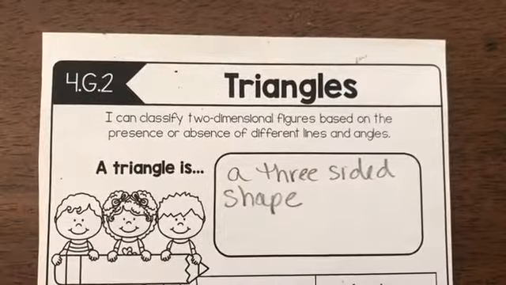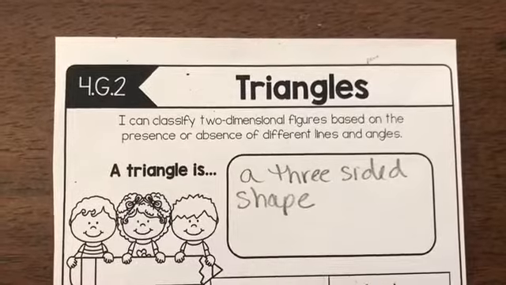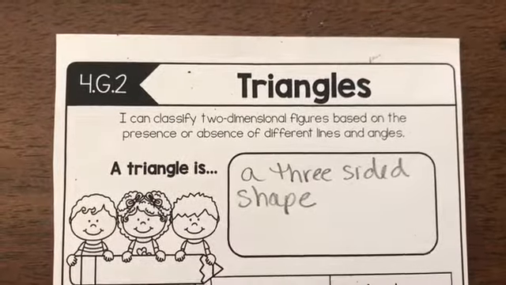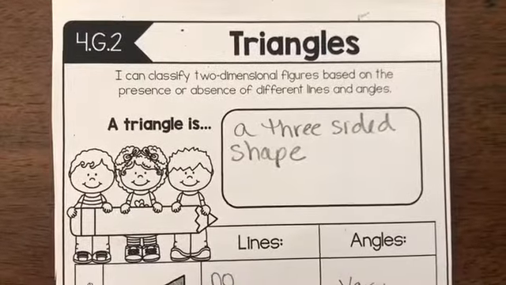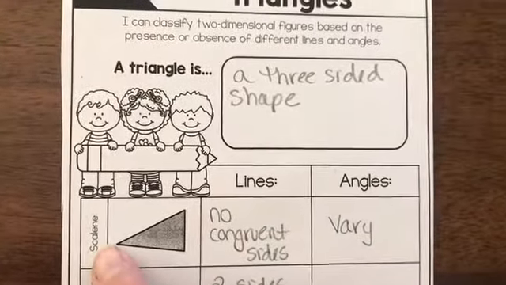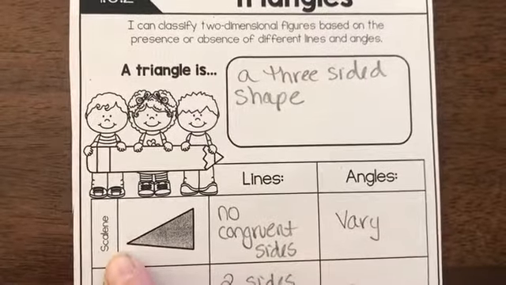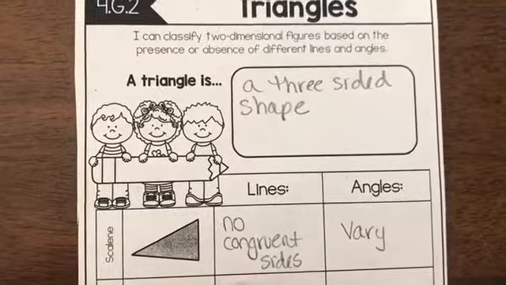Okay, now we're going to continue on to the second part of this standard, which is talking about triangles. And you know already that a triangle is a three-sided shape. There are, however, several different types of triangles. The first one here is called a scalene triangle. A scalene triangle has no congruent sides. That means all the sides are different lengths.